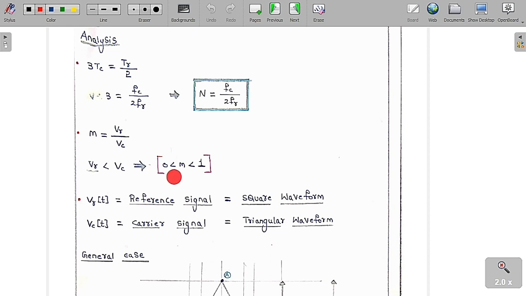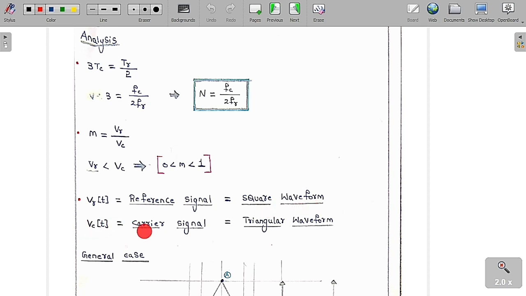Therefore, it indicates that M can lie only from 0 to 1. M is called the modulation index. Vr of t is called the reference signal. See here, we have used the reference signal as a square waveform.